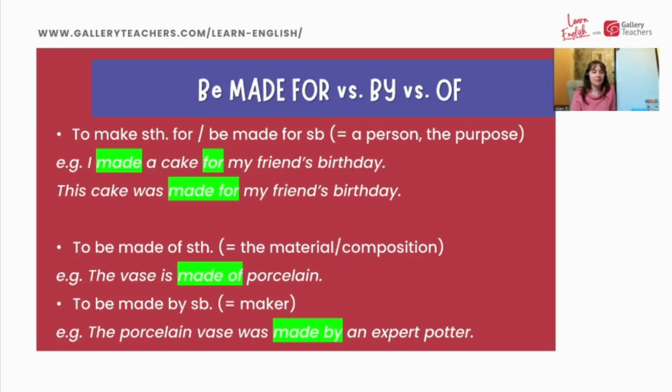Okay, next we have made from or made of something. So I'm going to focus on made of something. This is about the material or the composition of something. So we can say the vase is made of porcelain. Okay, that's the material. The vase is made of porcelain.